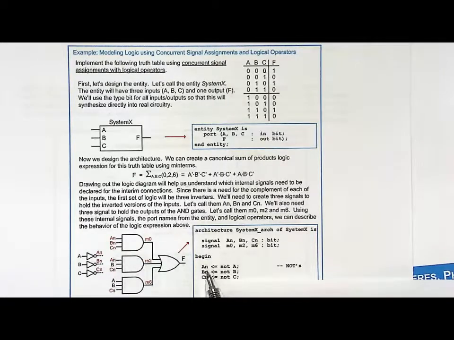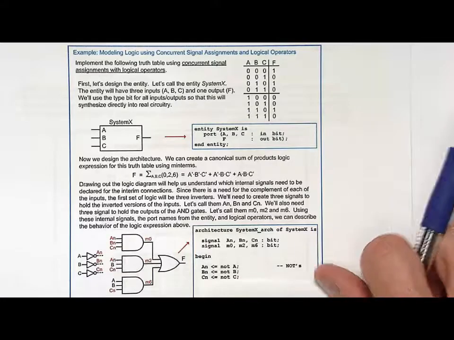All I did was simply say AN, which is my internal signal, gets assigned not A. BN gets assigned not B. CN gets assigned not C. I have now essentially laid down 3 inverters. I put a comment over here that these are the nots. So I got those internal ones.